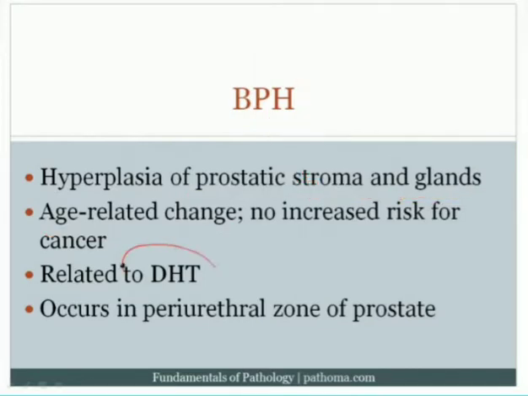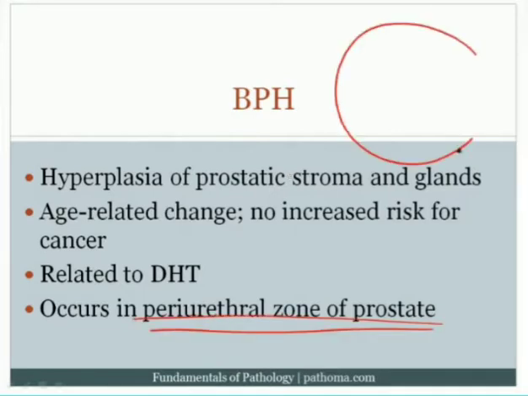BPH is driven by DHT. Recall that testosterone is converted to DHT by 5-alpha reductase in the stromal cells. That DHT then acts on the androgen receptors of both the stromal and epithelial cells to result in hyperplastic nodules. It's important to note, and particularly high yield, that BPH occurs in the periurethral zone of the prostate.